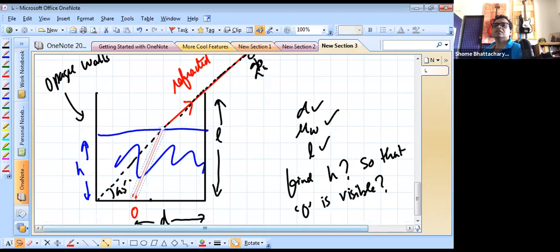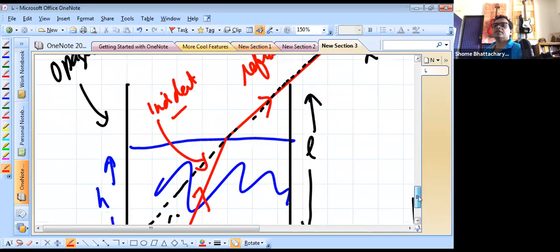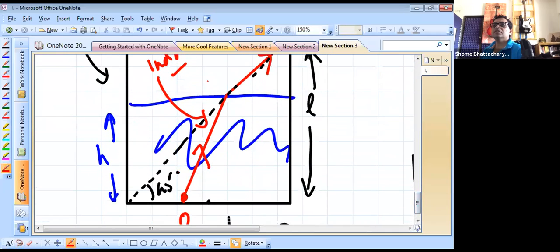You have to make this ray the incident ray. Just magnifying this diagram a little. This is the incident ray. You drop a perpendicular here, and this has to be your pair of I and R.